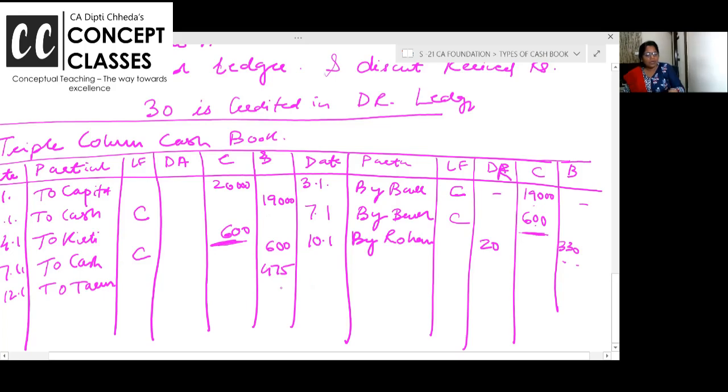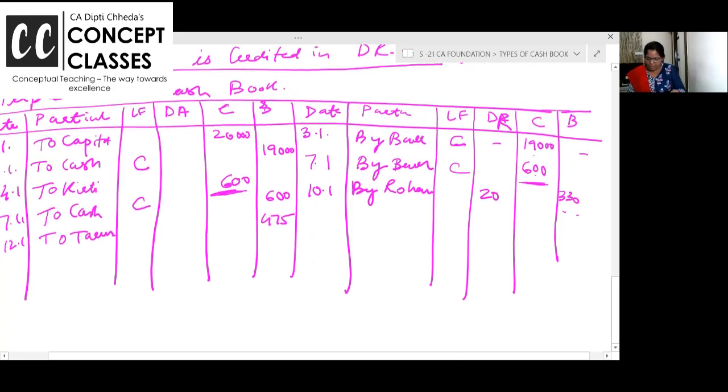Now, on 15th of January, we received a check from Varun and allowed him a discount of 35. We have received the check, but it is not deposited in the bank. So first you record it in the cash, and then you record it in the bank the day you deposit. I hope you are getting it: 600 rupees cash check I got on 4th. On 7th, when I deposited, cash credit, bank debit.